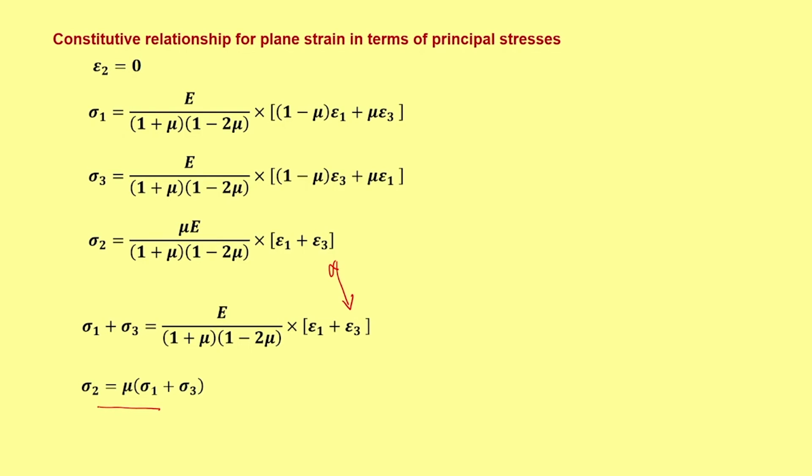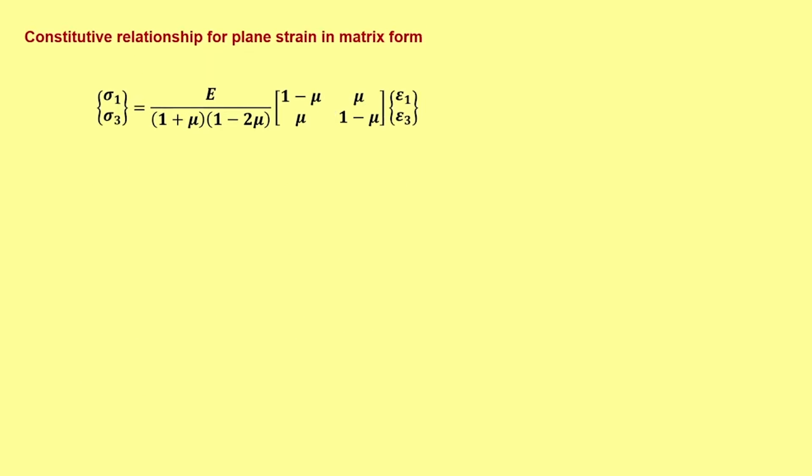Earlier we have written the same kind of expression, sigma z is equal to mu into (sigma x plus sigma y). So, here in terms of principal stresses, one can write sigma 2 is equal to mu into (sigma 1 plus sigma 3). The constitutive relationship for plane strain in matrix form is exactly in terms of 2D; the effect of sigma 2 is not considered here.